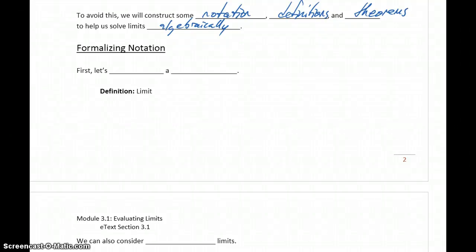Graphical methods for understanding the behavior of graphs, discussing limits, can fail us. We can run into some of these issues. So let's set up some definitions and some notation, so that we can start discussing limits more accurately. First, let's start off by defining what exactly a limit is.